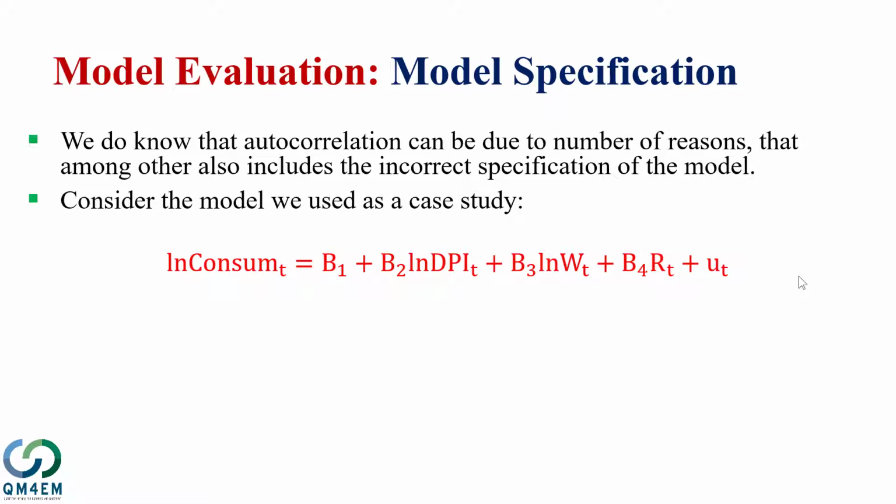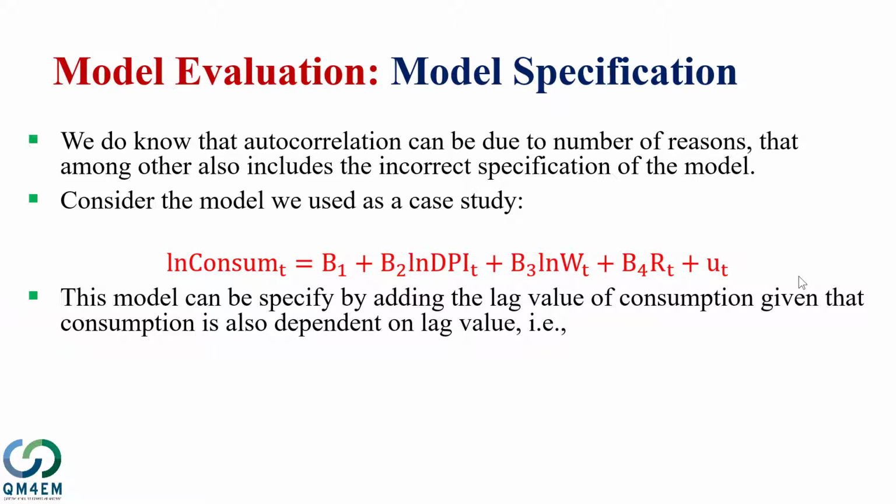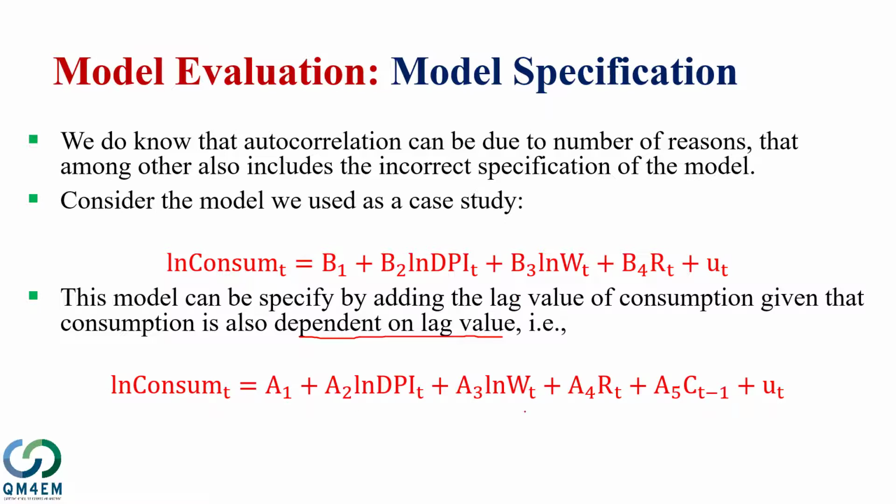This was the model with which we started. Now we can slightly modify this model by adding one more variable, and that new variable is the lag value of the dependent variable. So we add the lag value of the dependent variable as an explanatory variable, and we get a new model in which we have C(t-1) as an additional explanatory variable. So we are saying that the consumption in period t is also dependent on the consumption in period t-1.